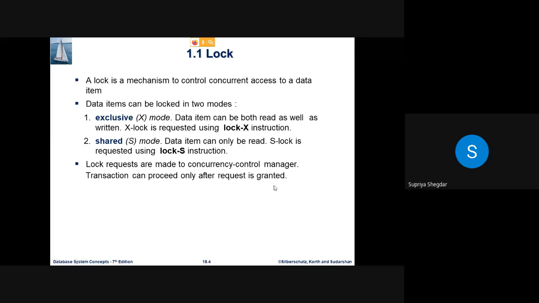That transaction must have to wait for some time. Okay, so this is the basic lock system. Two kinds of lock modes are there. First one is the exclusive mode, and the next one is the shared mode. Exclusive mode locks mean the transaction can both read and write the data item. The shared mode lock means the transaction can only read the data item.